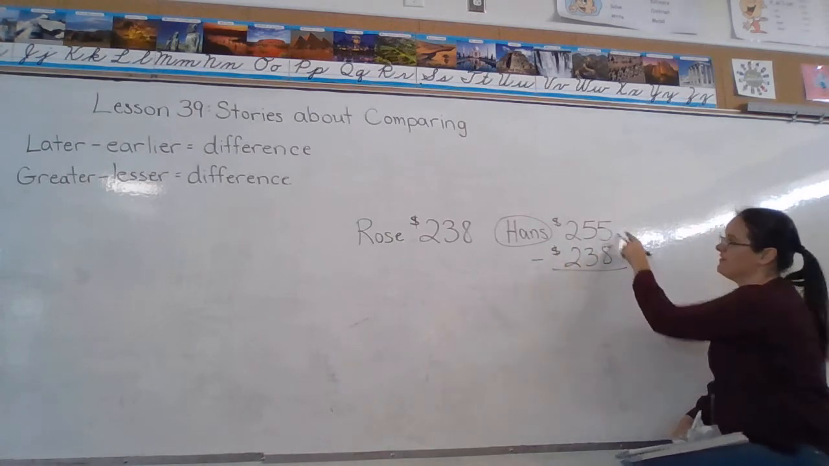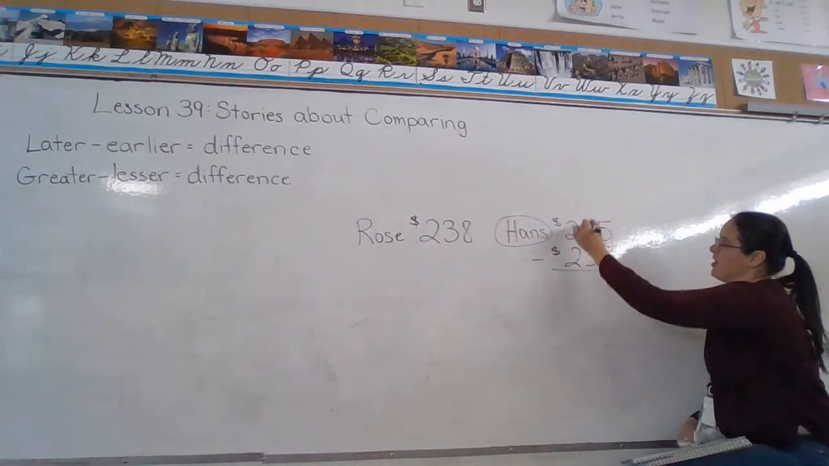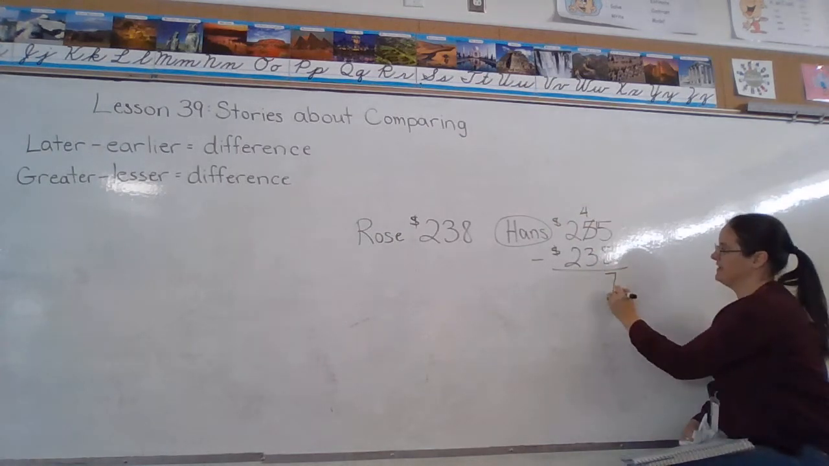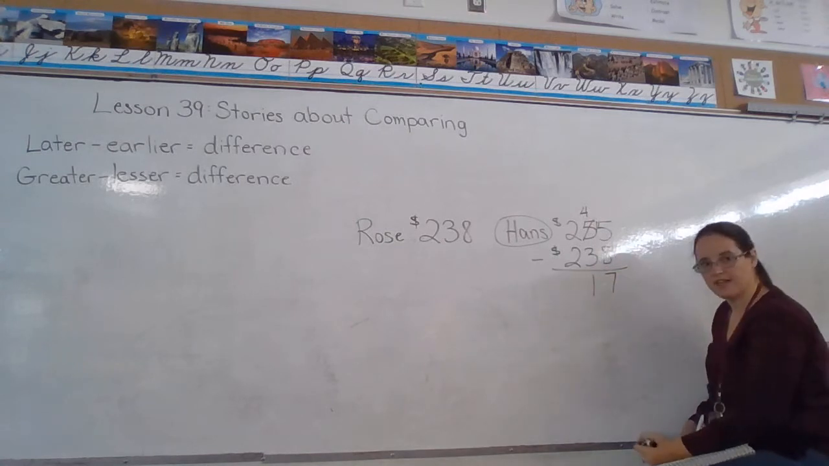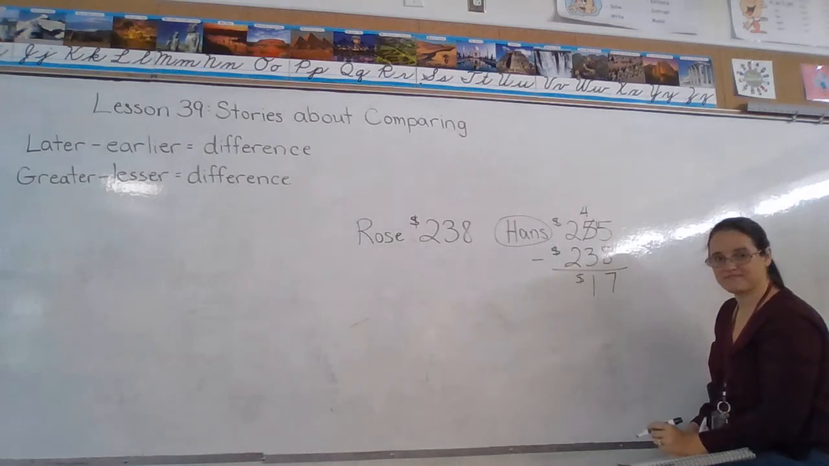$238. 5 minus 8, I have to regroup, I have to borrow. 15 minus 8 gives me 7. 4 minus 3 gives me 1. And this is money, so don't forget your dollar sign.